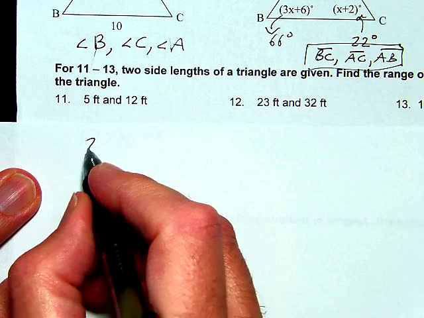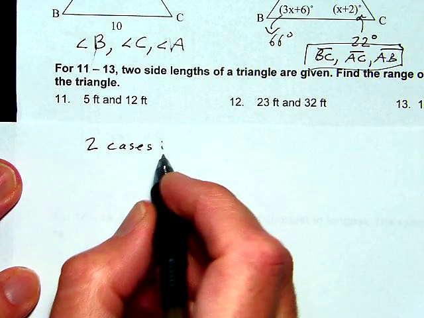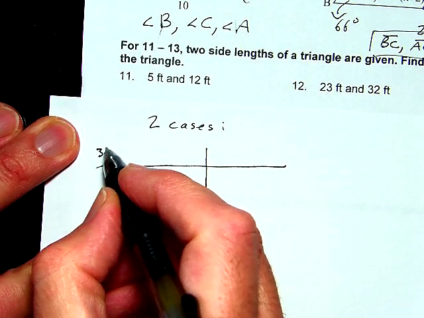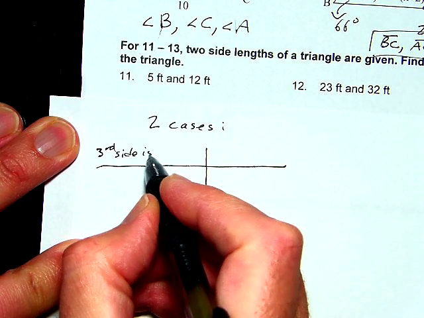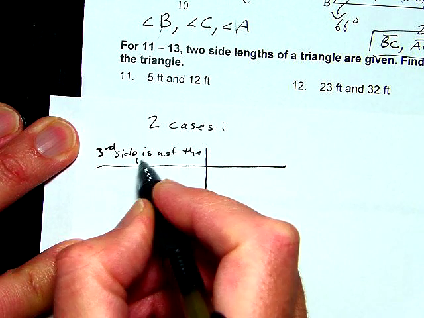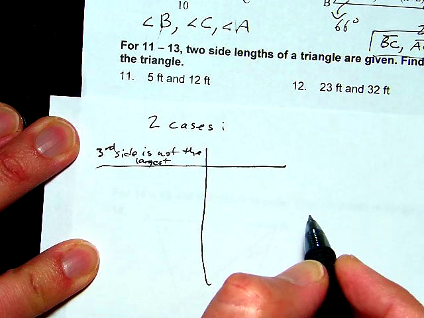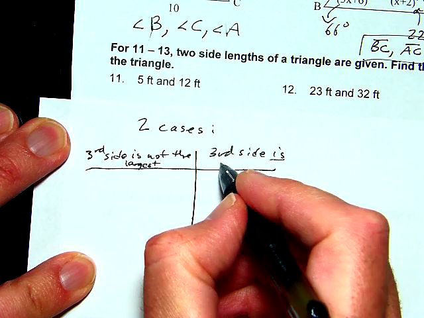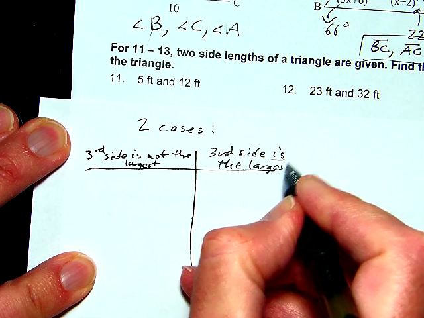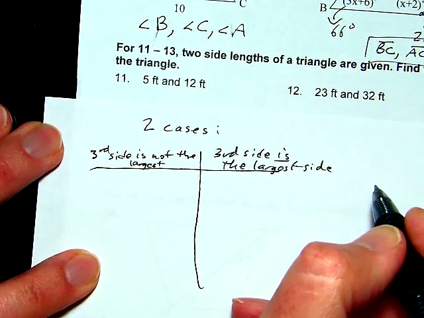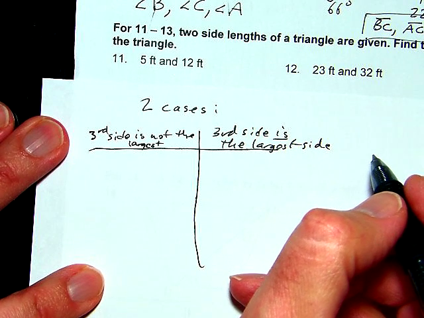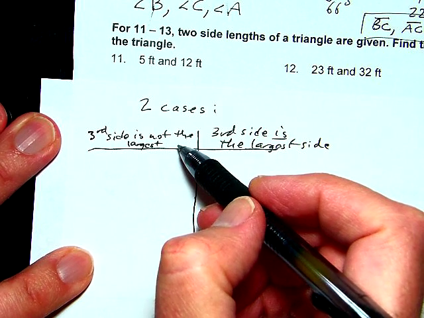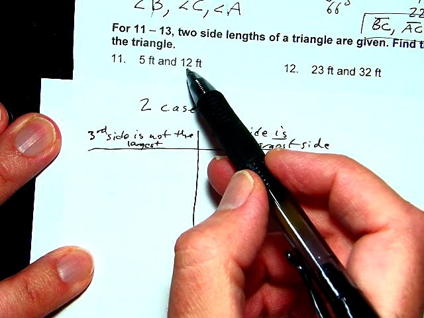So there's really two cases to consider. In one of the cases, the third side is not the largest side. And in the other case, the third side is the largest side. Because we don't know, the third side could be the largest or it might not be the largest. So if the third side is not the largest, then that would mean 12 has to be the largest.